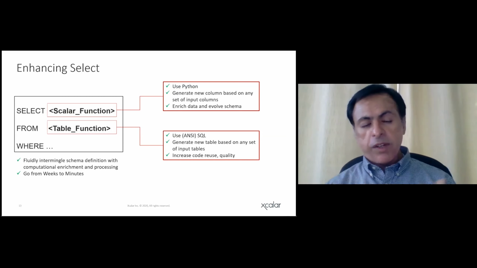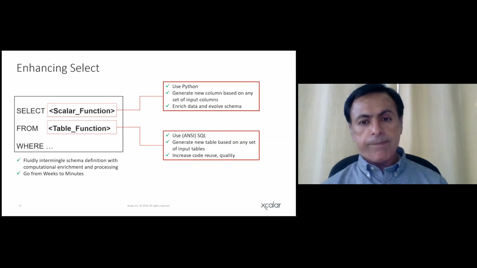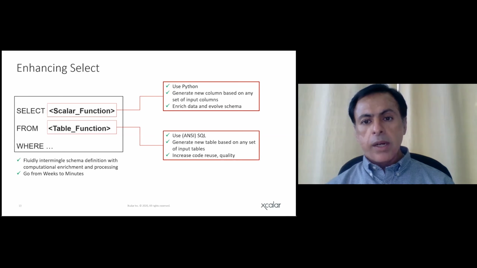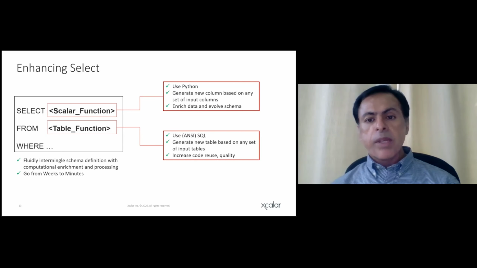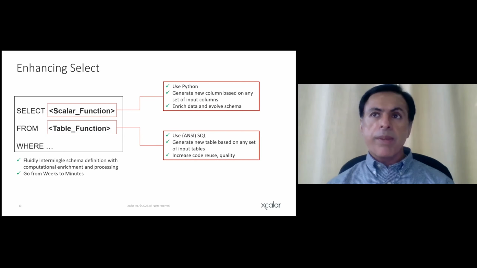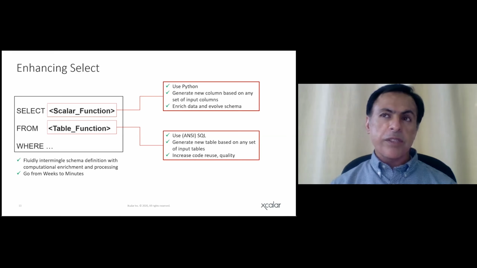The scalar functions are defined using Python in Scalar. Essentially, you can use that to build any arbitrary business logic that you want, use that to enrich the data, and use that to also evolve the schema, because the return value of the scalar function is always a new column that gets generated in the final result set.